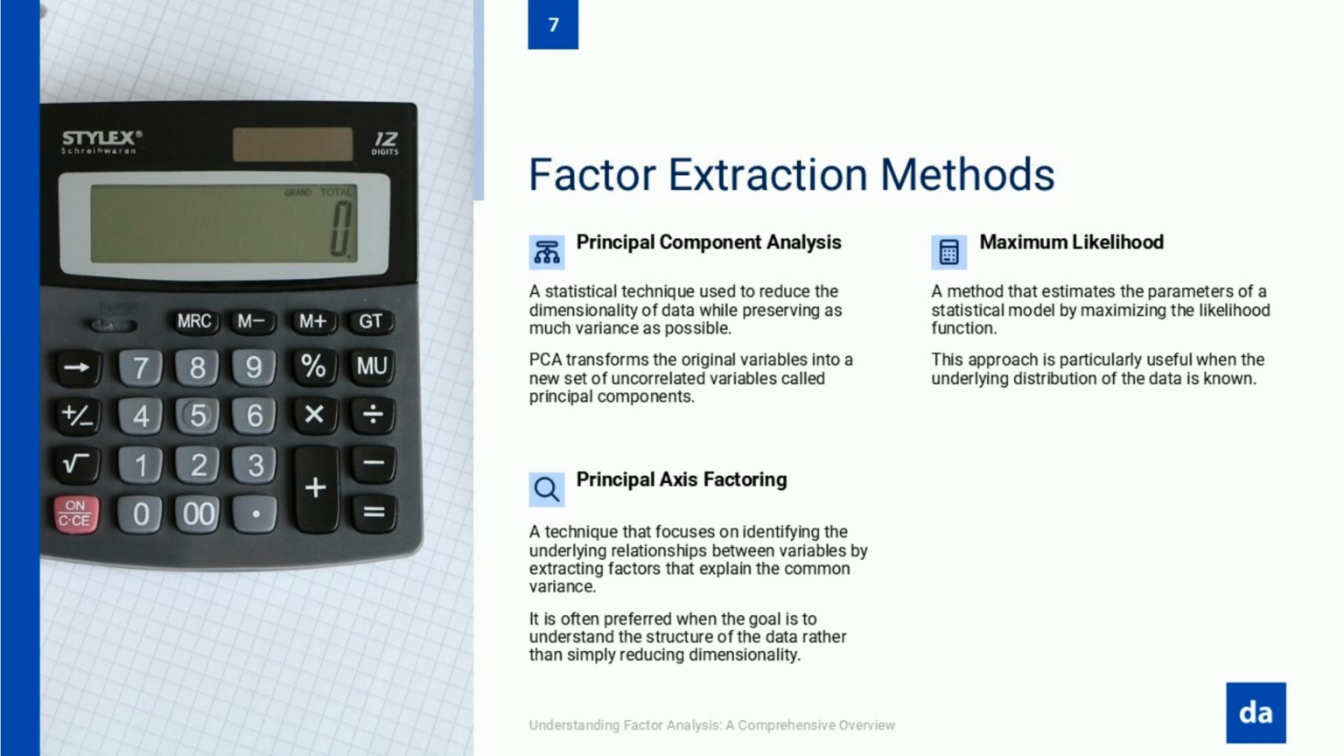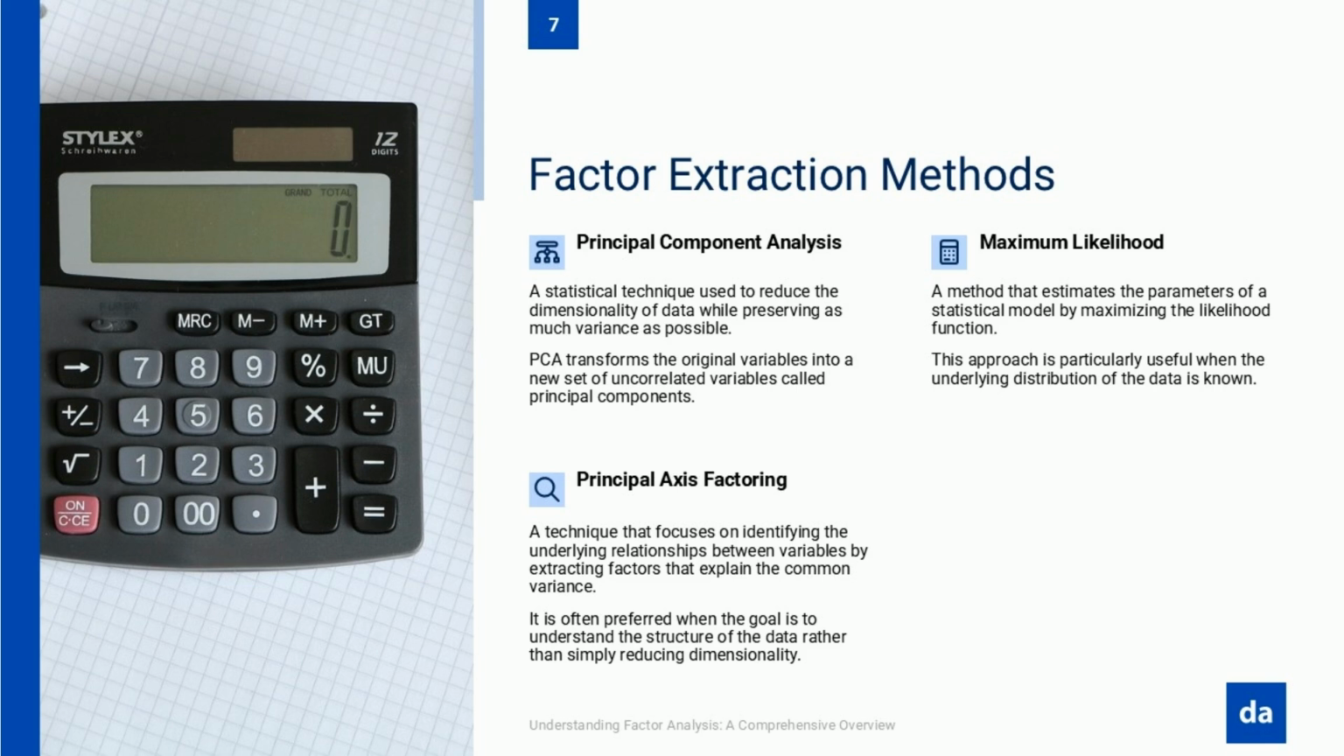Then there's maximum likelihood, ML extraction, which is great when you need to estimate factors in a way that allows for more advanced statistical testing. If PCA is a broad excavation and PAF is a detailed dig, ML is like using high-tech scanners to predict exactly where the artifacts are before you even start digging. It's powerful, but assumes that your data follows a normal distribution, so if your dataset is a little messy, ML might not be the best tool.